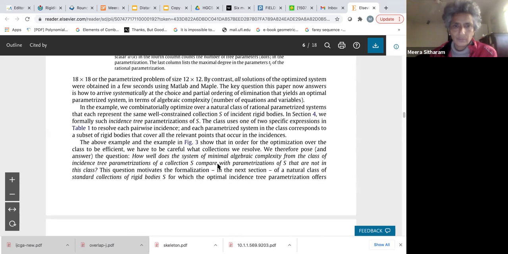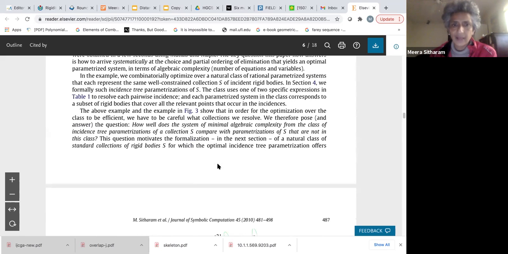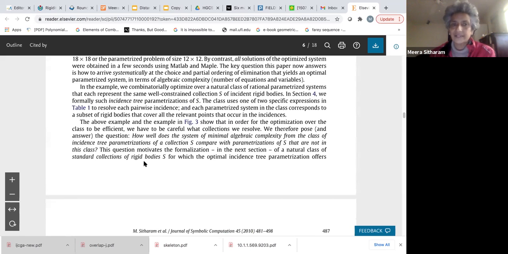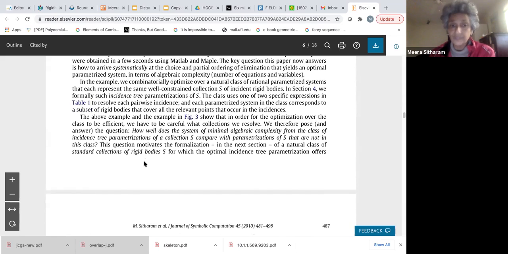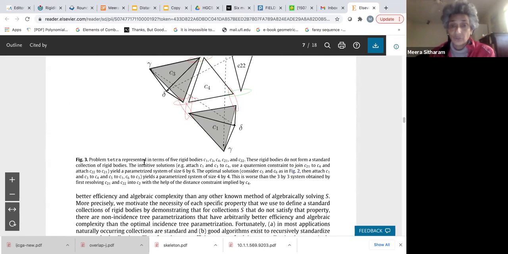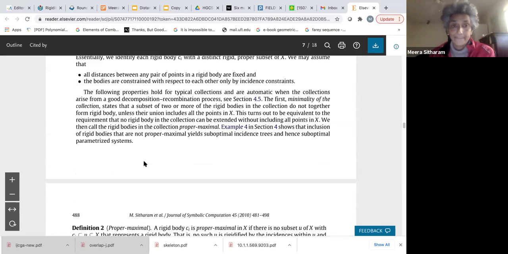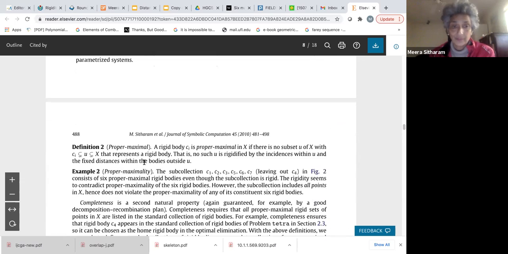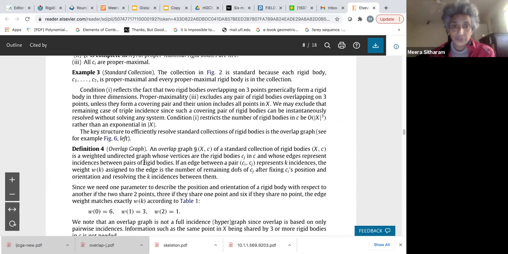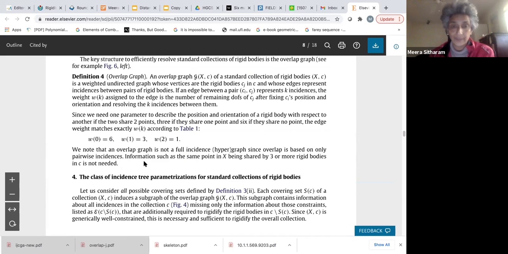So to do this, we can now ask the question: how well does the system of minimal algebraic complexity from the class of these parameterizations compare with parameterizations of S that are not in this class? Okay, so that's basically the question that we're going to solve. So these are all properties which we already knew in the canonical DR plan.